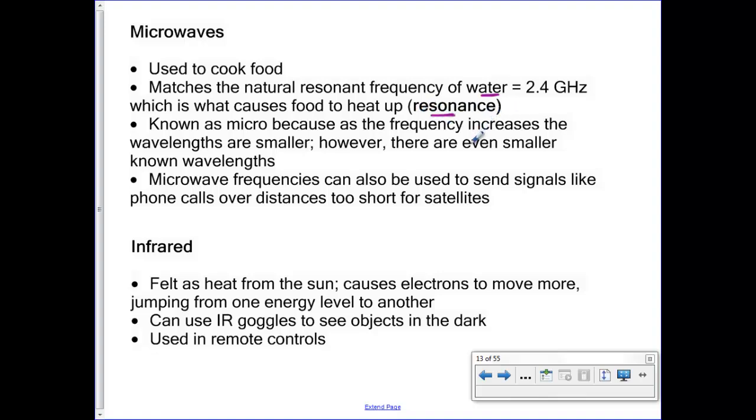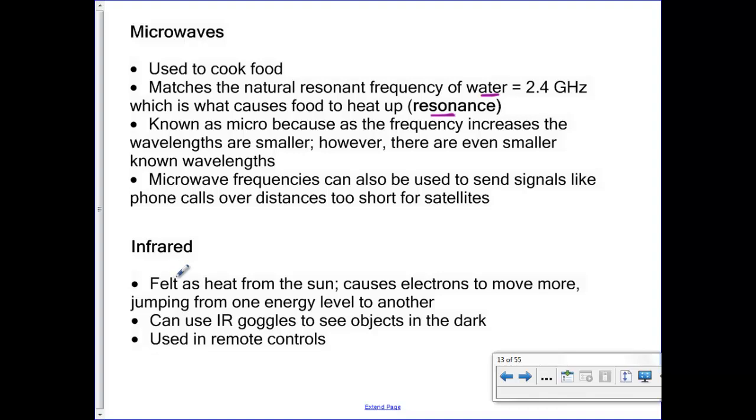You guys remember the term resonance? The idea of a kid on a swing: if you push him at the right moment, it'll cause him to go faster and faster and faster. Everything has a natural frequency. I grabbed those tuning forks last year. You hit the tuning fork and it has a specific frequency. So, anyways, microwaves are next.